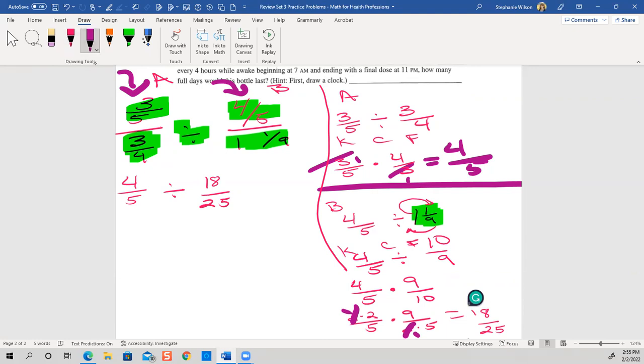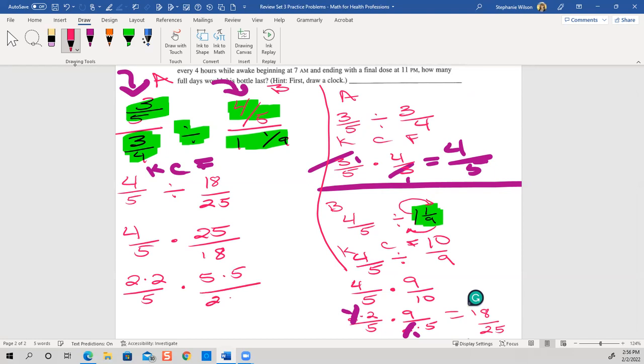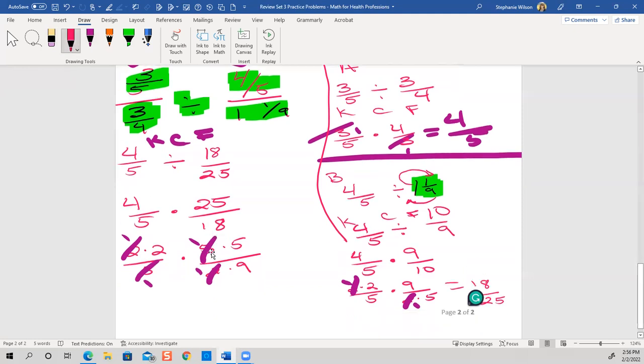Now let's apply that keep, change, flip rule on the final part. So 4/5 times 25/18. And let's reduce. Well, 4 is made up of 2 times 2. 5 is prime. 25 is made up of 5 times 5. 18 is 2 times 9. So we're done. I got a 2 that reduces with a 2. I got a 5 that reduces with a 5. And now I can put 1s in here. Now I'm left with 1 times 2 times 1 times 5. That gives me 10.